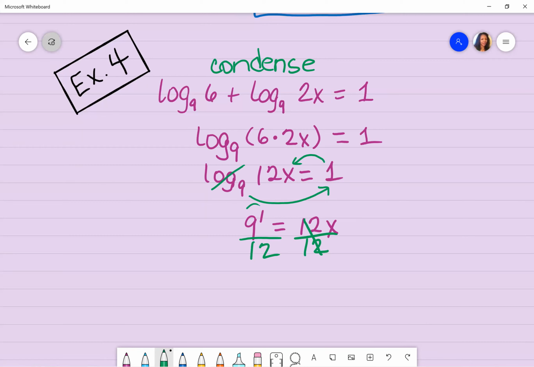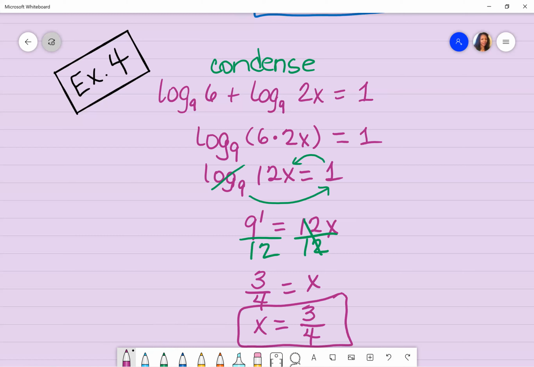And 9 to the first power is simply 9, so I should have rewritten that, but I can also simplify this. And when I simplify, I can divide both the numerator and the denominator by 3, which leaves me with 3/4. So x is in fact 3/4. And just for those people like me who like to have their variable on the left-hand side, I'll just rewrite it this way.